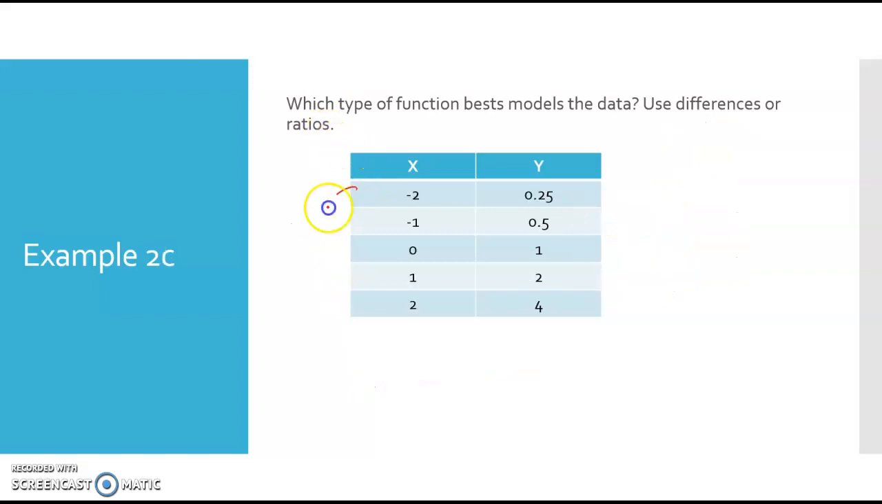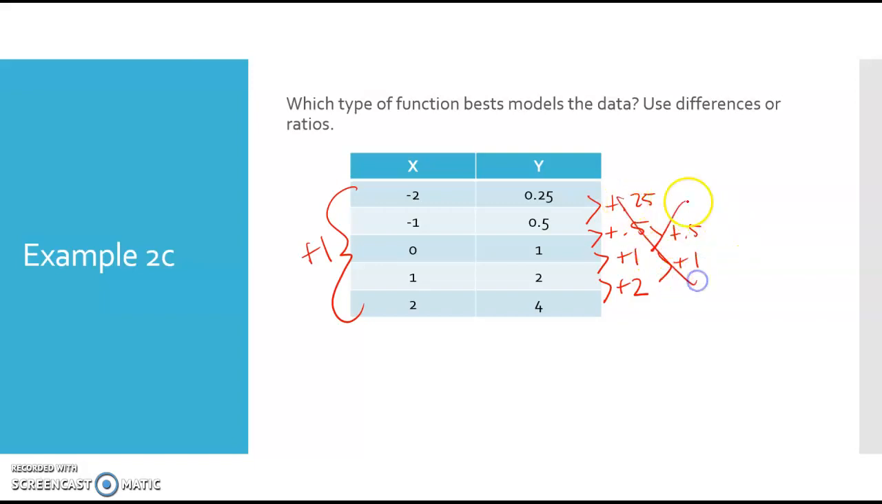All right, looking at this last one. Again, our x values are increasing by 1. When I look at how I'm increasing my y values, I see that I added 0.25 here, and then I add 0.5 here, and I add 1, and I add 2. But then looking at that, I know that this is adding 0.5 and this is adding 1. So what that means is it's not a common difference. So we have no common difference. So what I'm going to try is a common ratio.